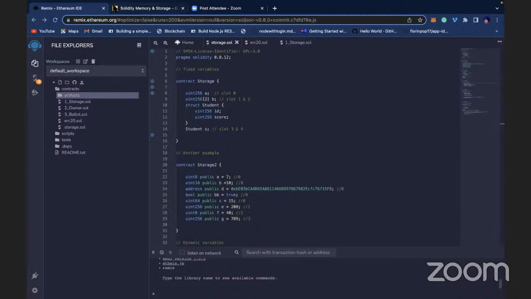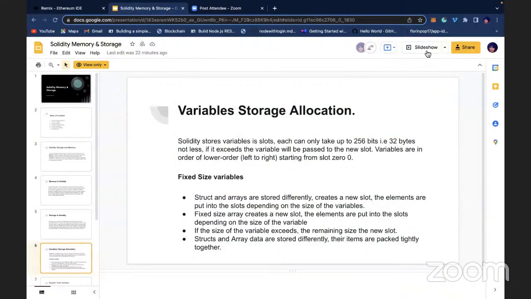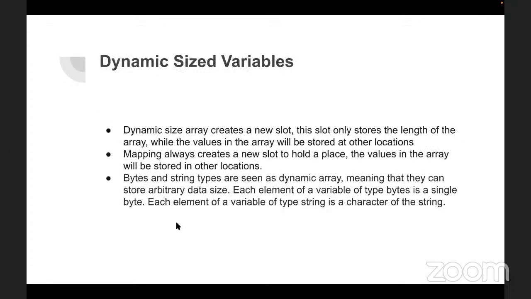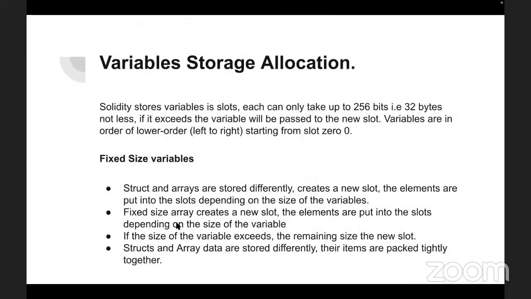Like I said in the explanation here, the elements are put in the slot depending on the size of the variable. Fixed size array creates new slots. The elements are put into the slot depending on the size of the variable. So that brings us to the next contract again.